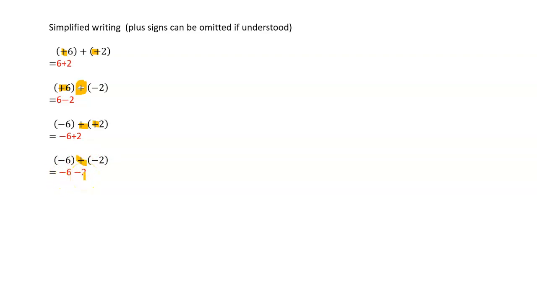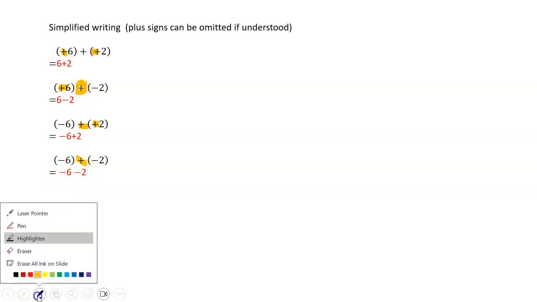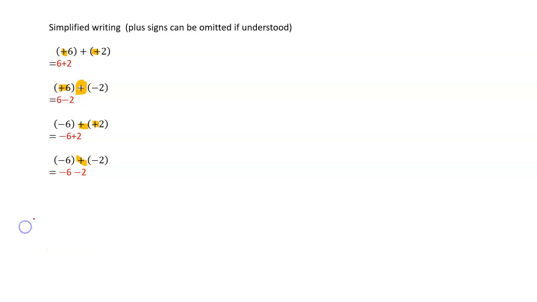But when we do a lot of questions, you might get confused. How do we do -6 minus 2? So when you have the simplified writing, you might want to put a plus sign in front of the second number. And that will turn this into an addition question, which makes it easier to solve. Okay, so we can add a sign.